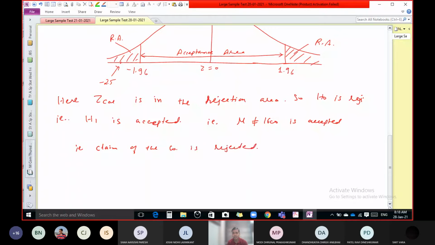Why? Because the claim of the company is average is 1600. But here we know that average is not 1600 because mu not 1600 is accepted. Means our conclusion is mu is not 1600. That is our conclusion. And the claim of the company is what? Mu is 1600. That is the claim of the company. So we can say that claim of the company is rejected. That means average life is not 1600.